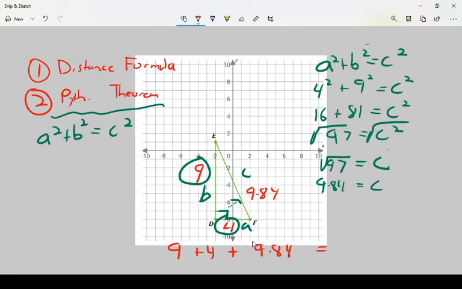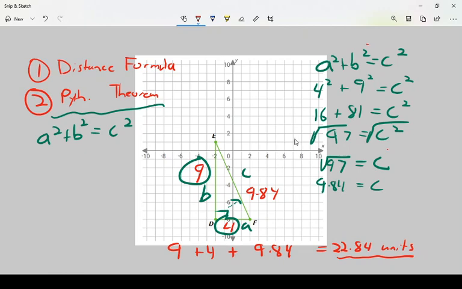So when you add all of this together, doing this in my head real quick, looks like we have 22.84. We'll call it units because I don't know what units they're using. And that should be your perimeter in the very end, okay?